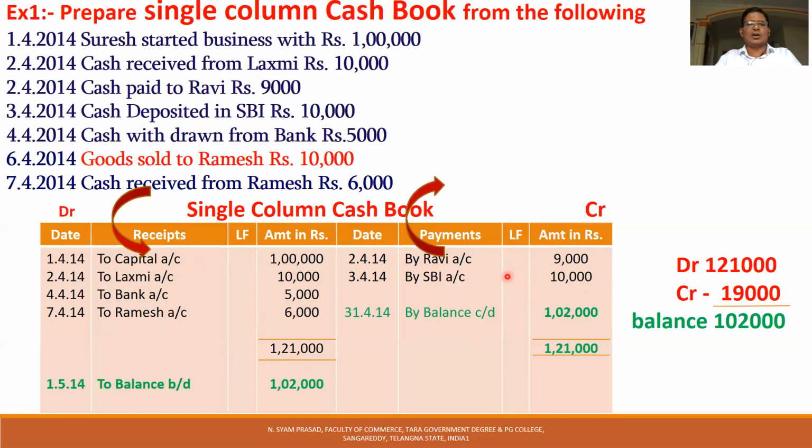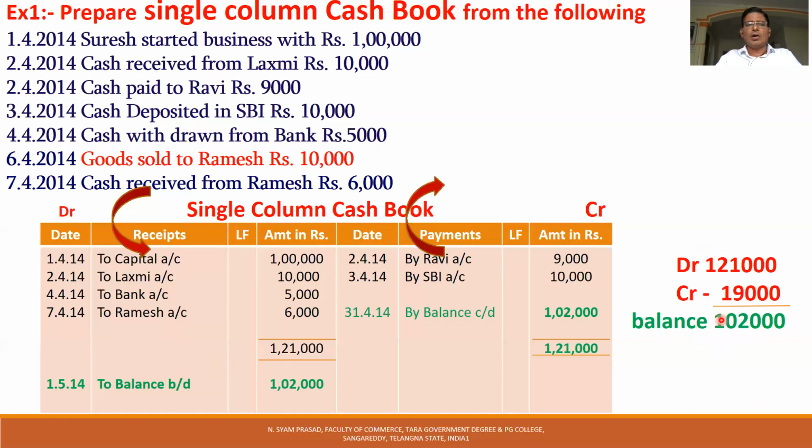Now we have to balance the account. We have to balance the cash. Very simple. First total the debit side: 1 lakh, 1 lakh 10,000, 1 lakh 15,000, 1 lakh 21,000 is the debit side of the cash book. And the credit side has only 2 transactions, 10,000 and 9,000. Credit side is 19,000. In balancing the account, first decide which is more. The debit side is more, so this is taken to the credit side: 1,21,000.